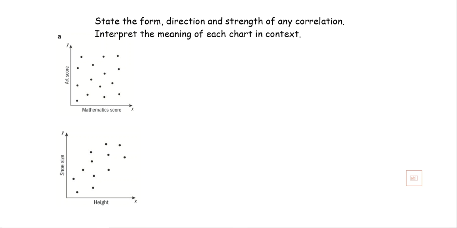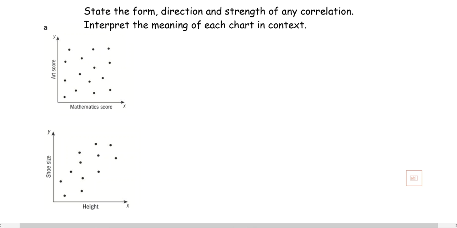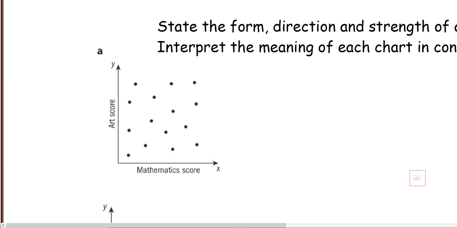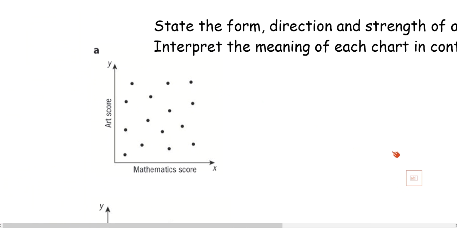So, scatter plots. In this unit, we're starting to look at bivariate data, all right? And so we're looking at the relationship between two variables.